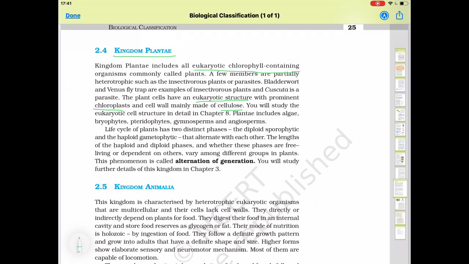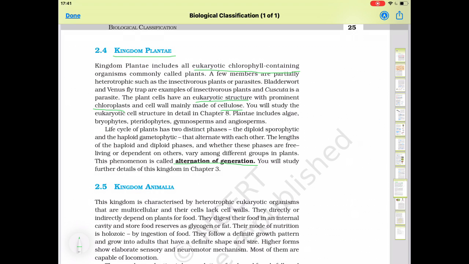Now, one important term here is alternation of generation. The life cycle of plants has two distinct phases: the diploid sporophytic phase and the haploid gametophytic phase. Diploid means they have 2n number of chromosomes, that is, two sets of chromosomes. In haploid they have one set of chromosomes.